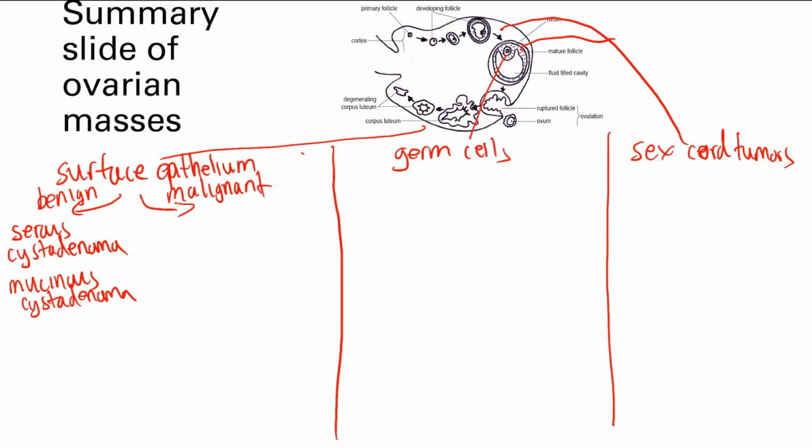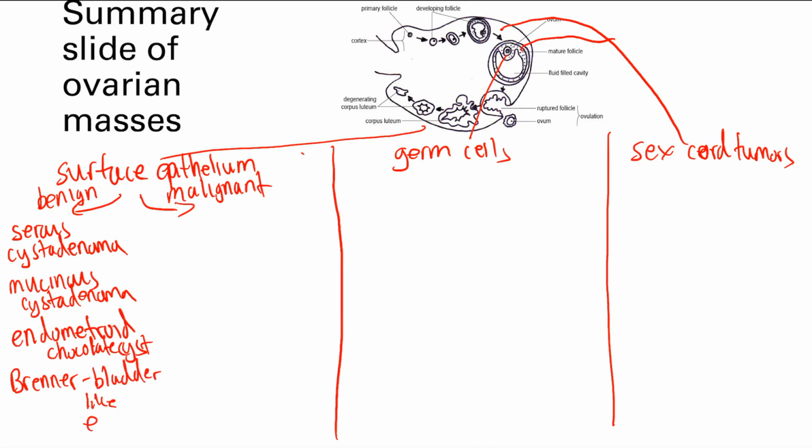And then the two additional tumors that you want to know about are the endometrioid tumors. And that's basically the endometriosis that goes to the ovaries, and then you get the chocolate cyst. So there's chocolate cyst. Okay. And then finally there's the Brenner tumor, which has the bladder-like epithelium. And remember, just the B and the B.